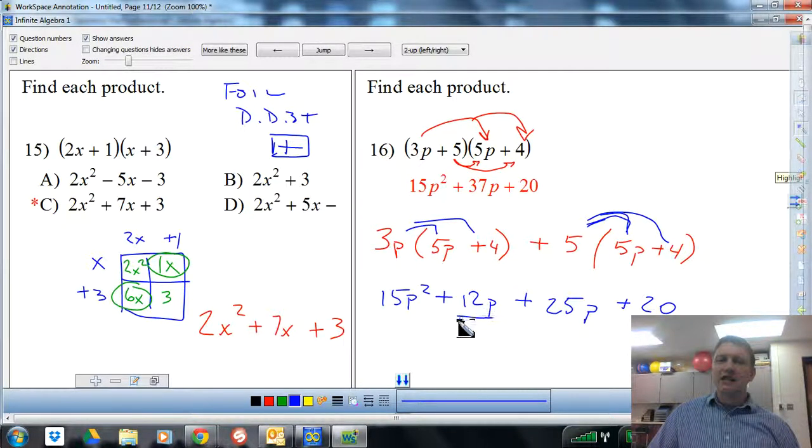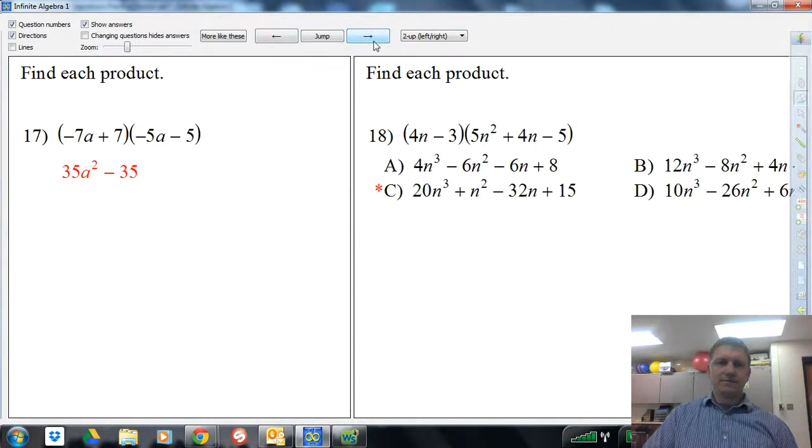Okay, combine your like terms. This piece can go together with this piece. So we rewrite it as 15p squared, and 12 can go together with 25, so we say that's plus 27p. Notice we are not combining the variables. The variables stay the same when you combine like terms. Plus 20. All right, sounds good.